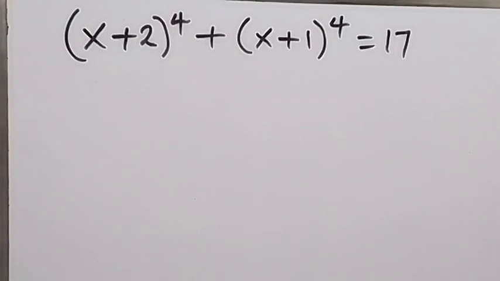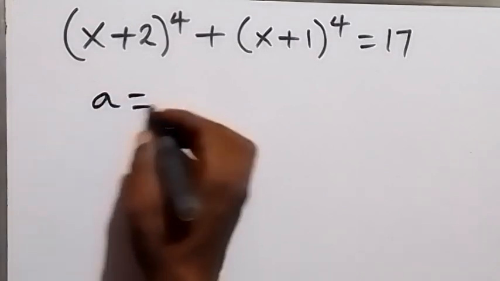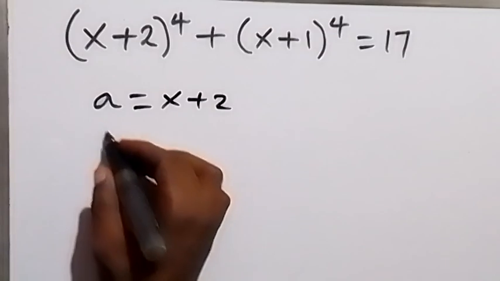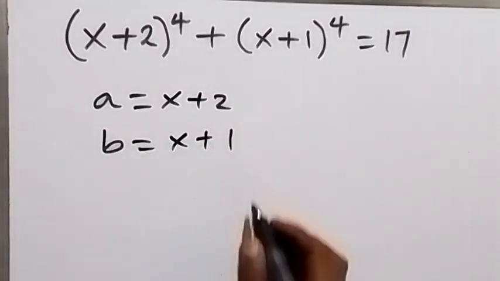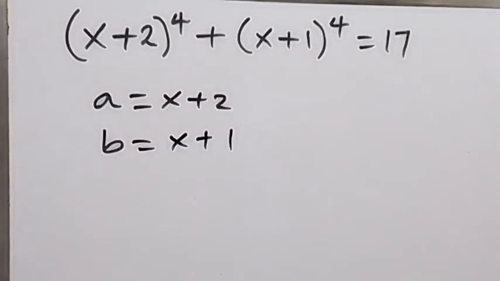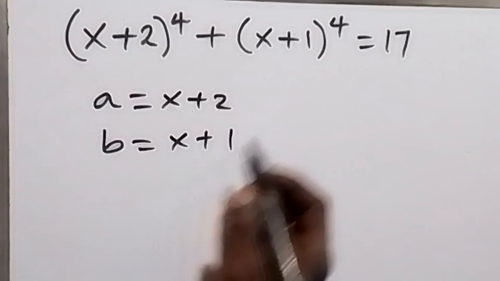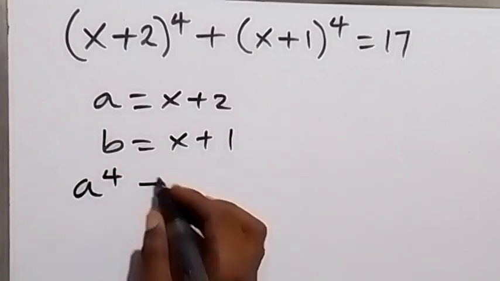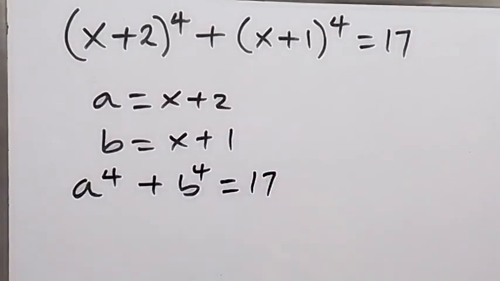And from here, let's represent x plus 2 as a. So a equals x plus 2. And also x plus 1 as b. So we have b equals x plus 1. Then we have in this place now a raised to power 4, then plus b raised to power 4. So we can say this is a raised to power 4 plus b raised to power 4, which then equals 17 from here.